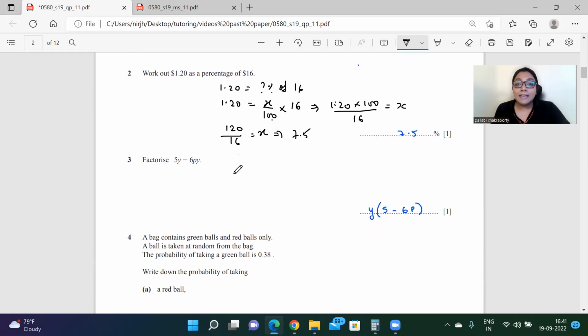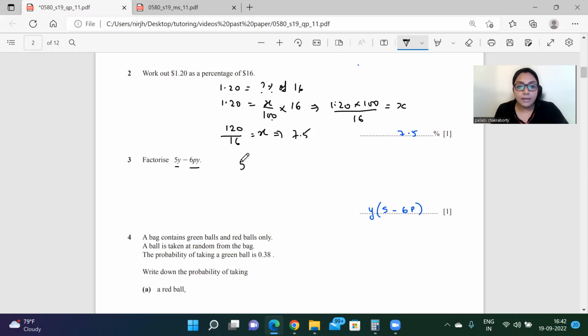Moving on, the next question says factorize 5y minus 6py. How do we do that? So remember, we look at both the terms. We look at the numbers first. Whether we have something common between 5 and 6, that is, do we have any common factor of 5 and 6? No, right? So we look at the variables next step. That is, we look at what do we have common over here? We see that y is common in both the terms, right?